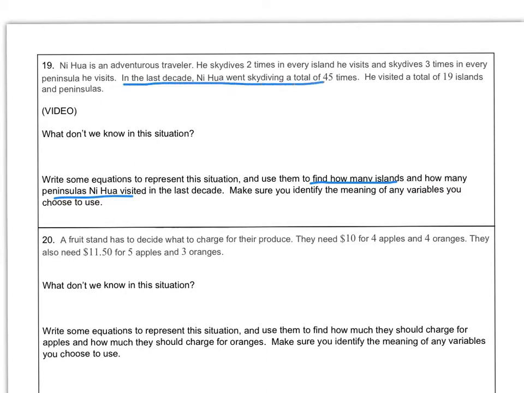Okay, I'm going to take a look at this sentence first. So he went skydiving a total of 45 times, and that's 2 times in every island. So I'm going to go 2 times, I'm going to call this I for island, and he goes 3 times in every peninsula, and 3p, and that's going to be equal to 45.